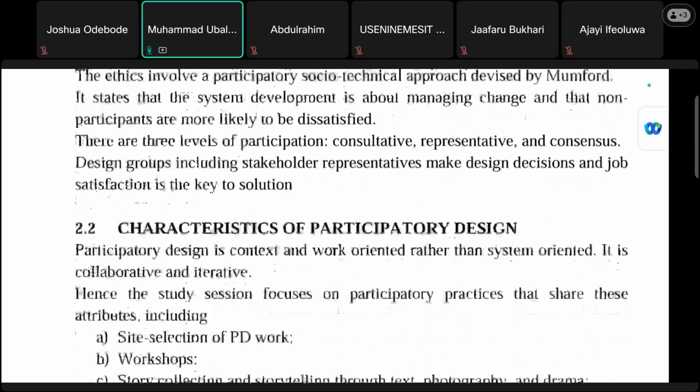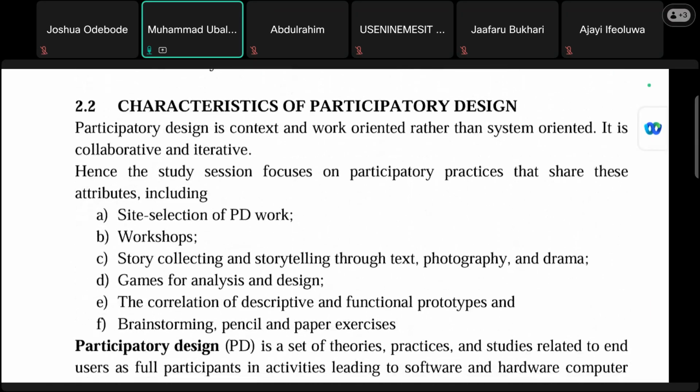Now, the next thing is to look at the characteristics of participatory design.